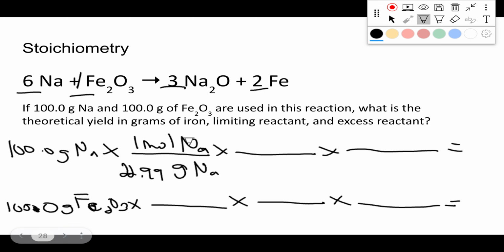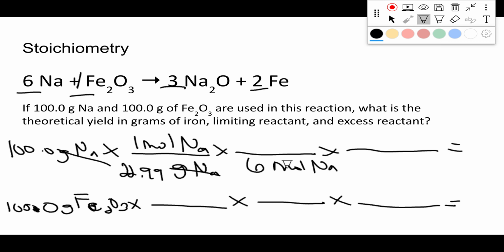So I start with mole of Na. So I'm going to do mole of Na. This comes from my balanced equation. It is 6. When I'm dealing with grams and moles, the only time I can use the coefficients is in my mole ratio step. Grams is always 1 mole.